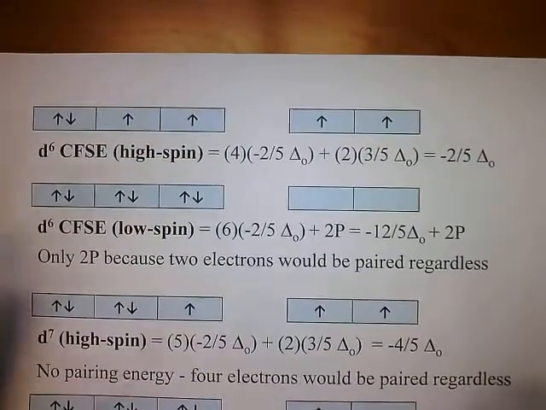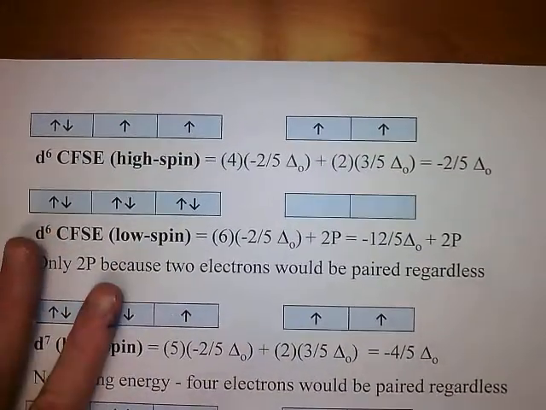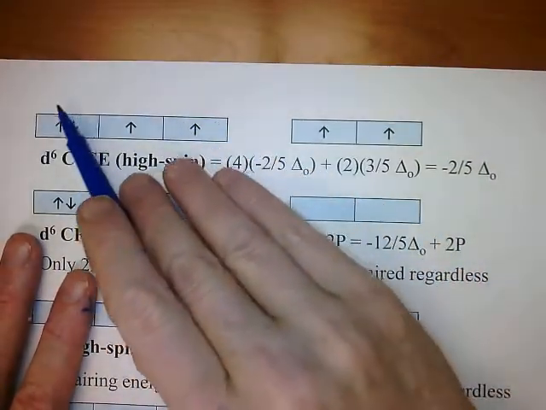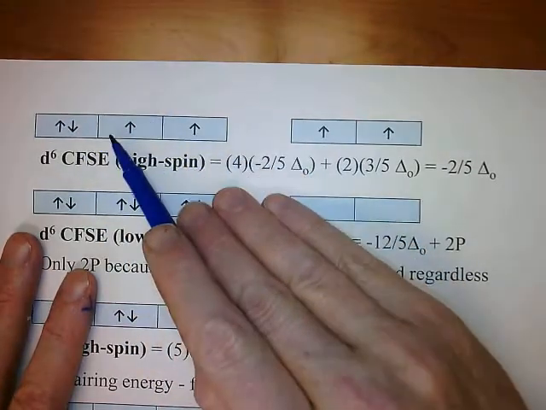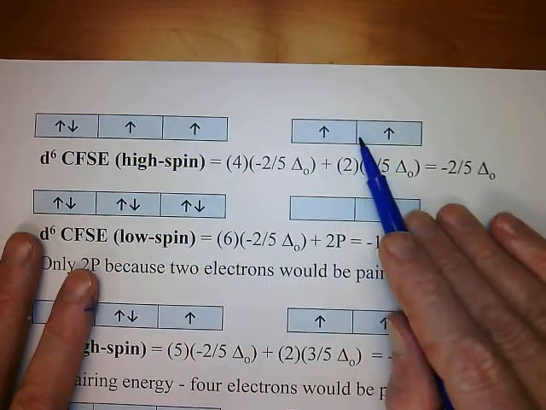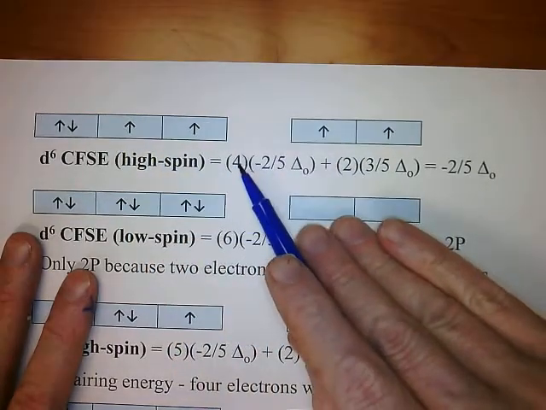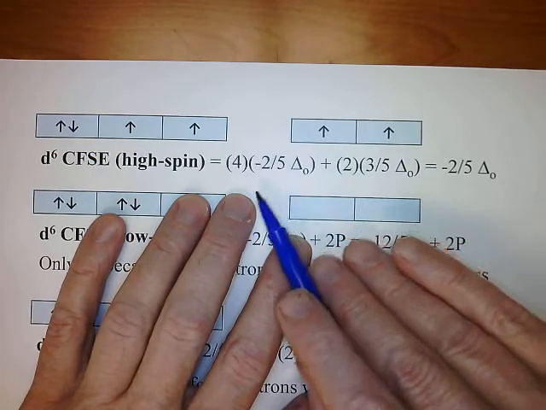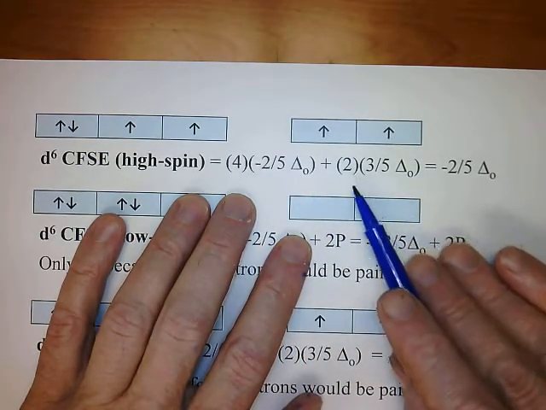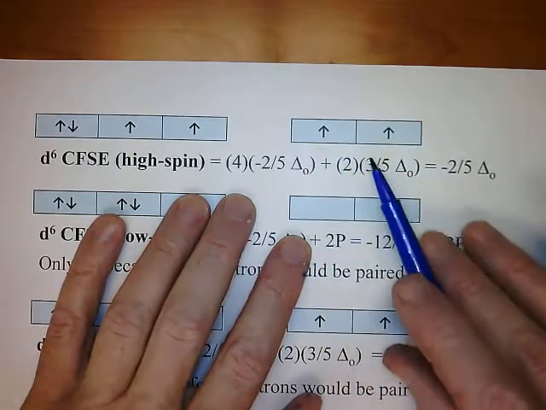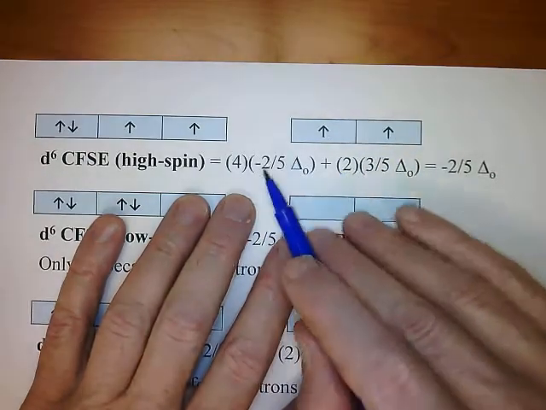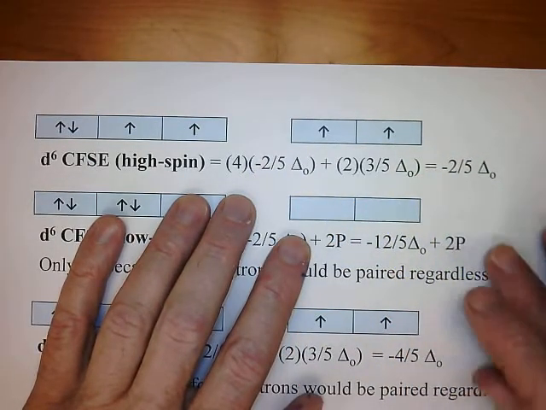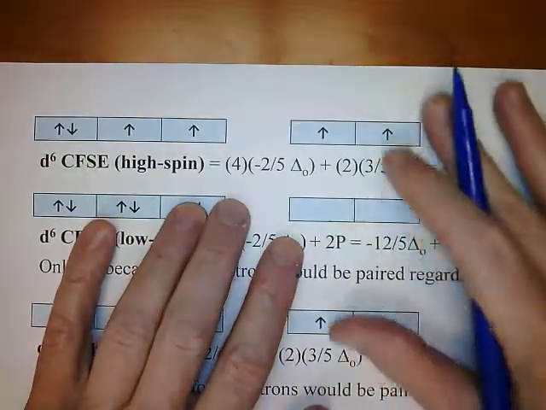If we go with D6, then we move on to D6. So our high spin D6, what do we got? We've got 4 electrons down here and 2 electrons up here. So we have 4 electrons that are lowered by 2/5 the field splitting, plus 2 electrons that are raised by 3/5 the field splitting, right? So negative 8/5 plus 6/5 comes out to be minus 2/5, and you say, whoa, wait a minute, stop.